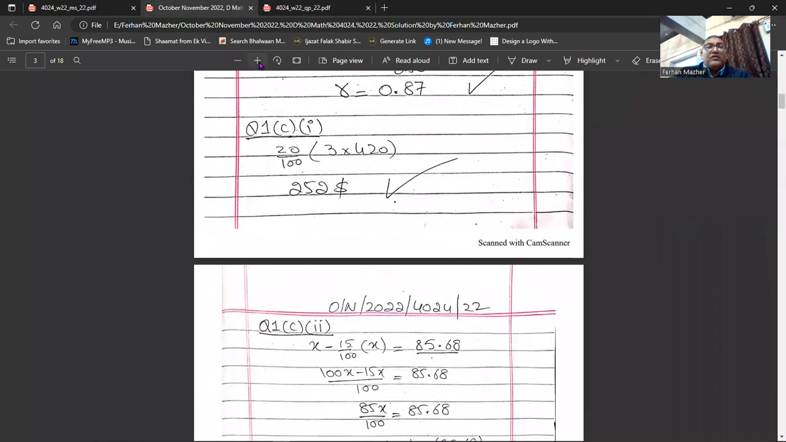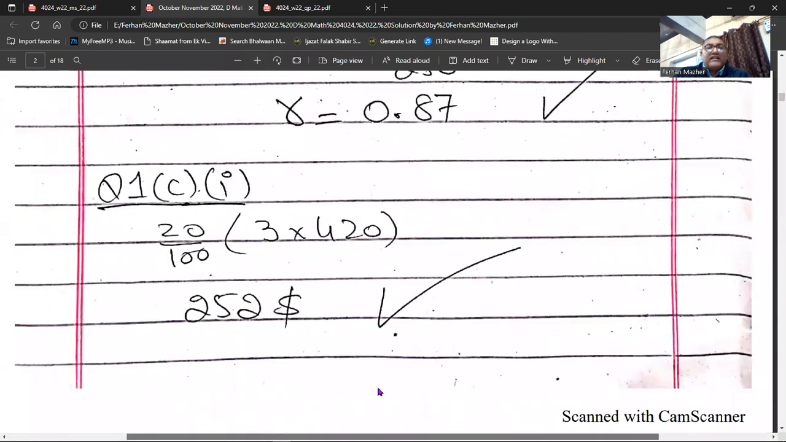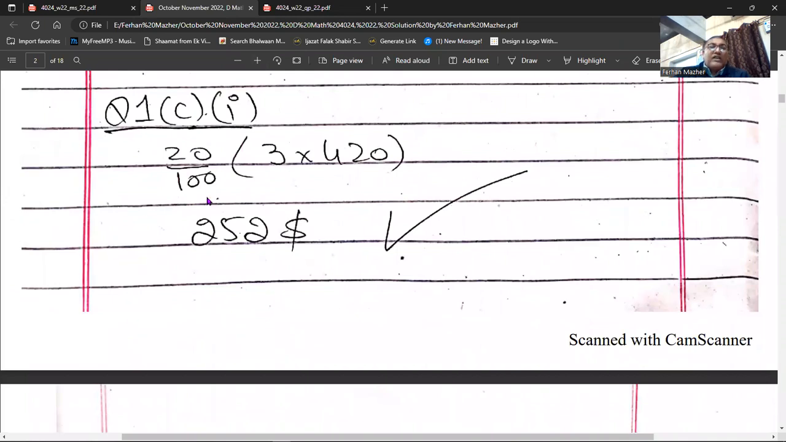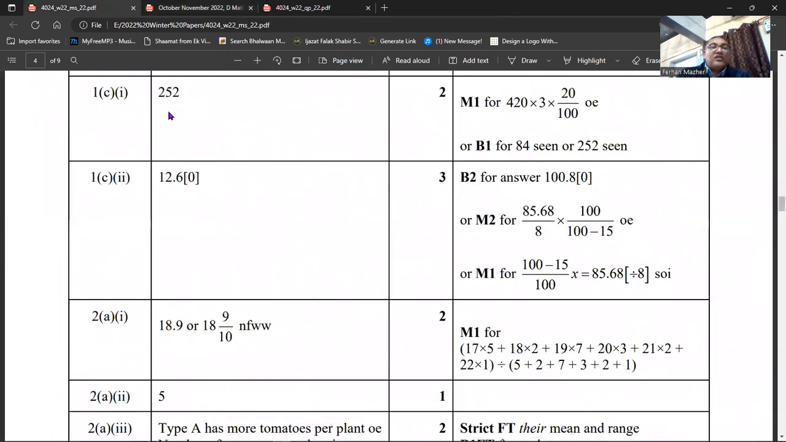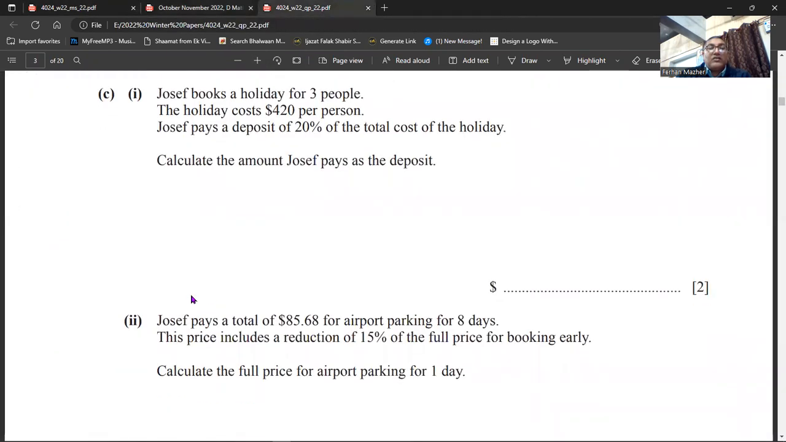So here we go. We want to find out 20% of 3 multiplied by 420, and when you enter this in your calculator, you will get $252. So the deposit they gave is $252. $252 is the right answer. This is the solution, and here we go.